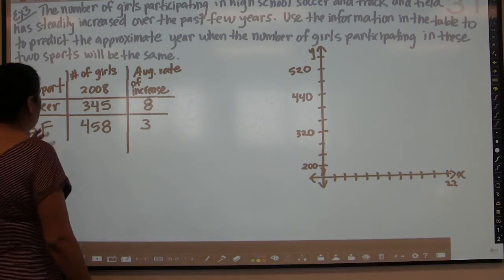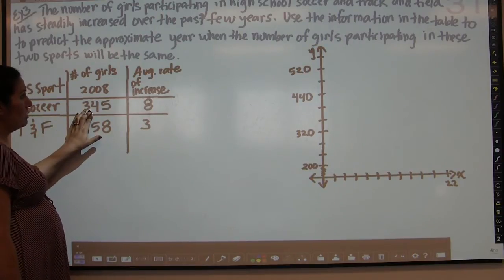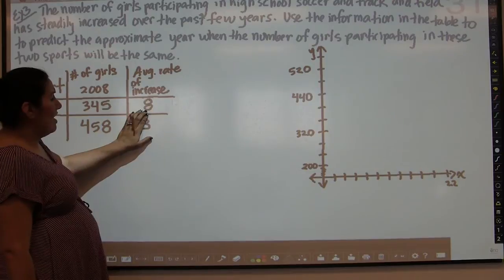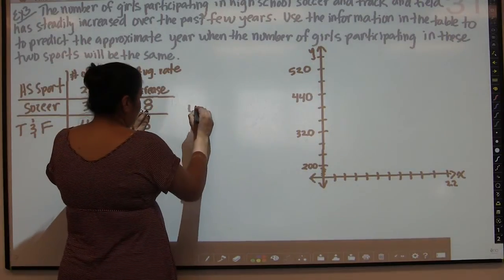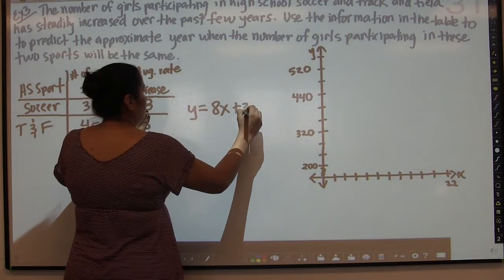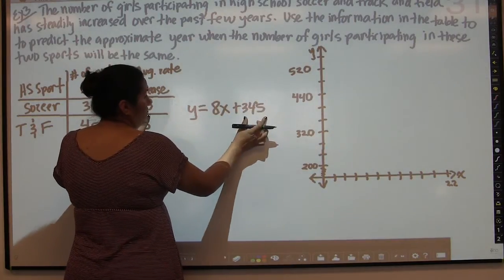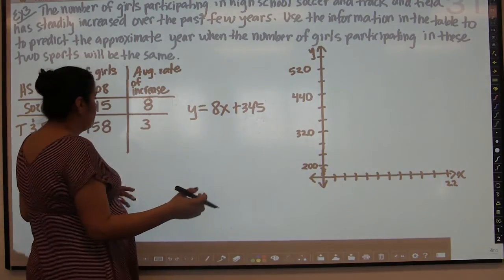Basically, it's telling us that for soccer, you had 345 girls, but an average rate of increase of 8 per year. So basically that means that this equation is going to end up being y equals 8x plus 345. So you start off with 345, and then every year you're adding 8, and x is the years.